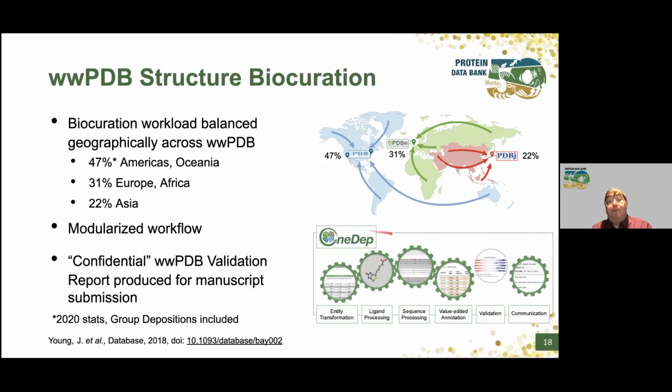During this process, we'll produce what's called a confidential validation report. This validation report is what we want people to submit to the journals. This means that we've taken into account your ligand definition, and everything has been knit together, so to speak, in your final presentation. It would be like you're about to release it.